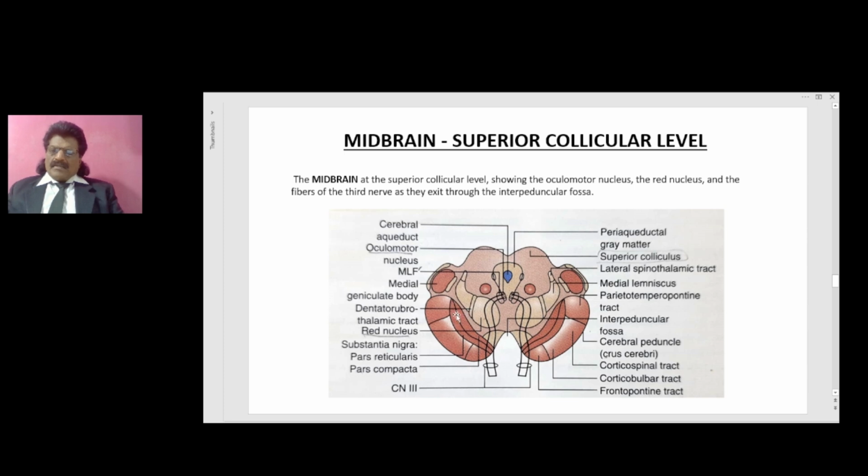The substantia nigra, the pars reticularis, pars compacta, plays a very important role in Parkinson's disease. And then we have the 3rd nerve nucleus coming up and emerging out medially.